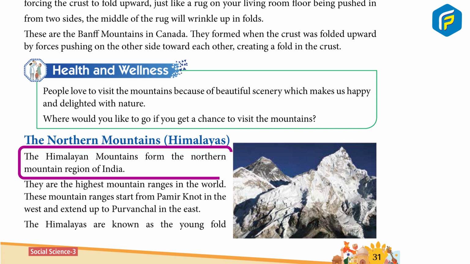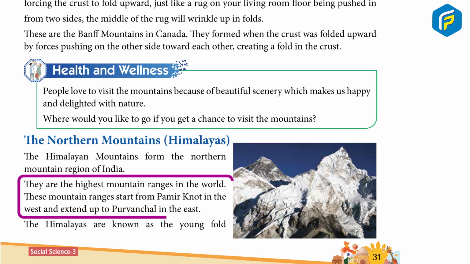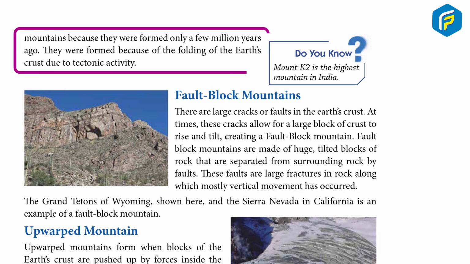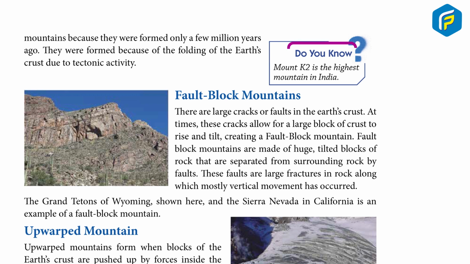The Himalayas mountains form the northern mountain region of India. They are the highest mountain ranges in the world. These mountain ranges start from Pamir Knot in the west and extend up to the Purvanchal in the east. The Himalayas are known as the Young Fold Mountains because they were formed only a few million years ago. They were formed because of folding of the earth's crust due to tectonic activity. Do you know Mount K2 is the biggest, highest mountain in India?